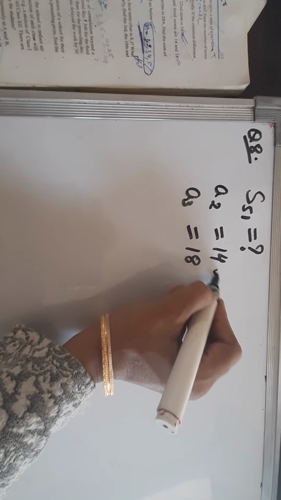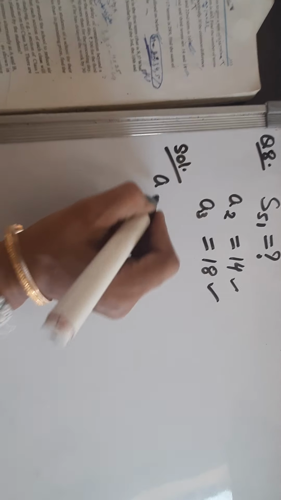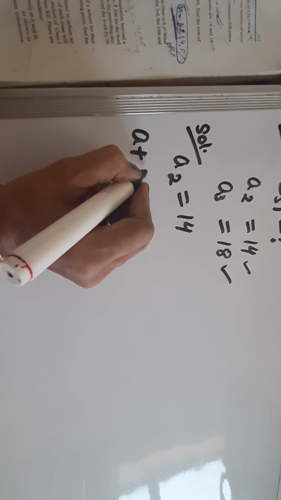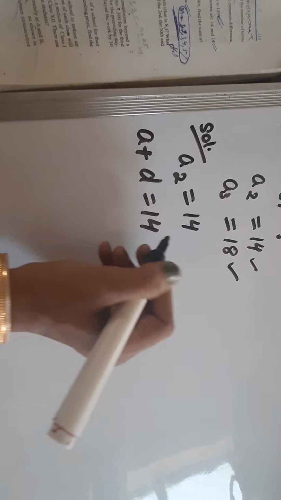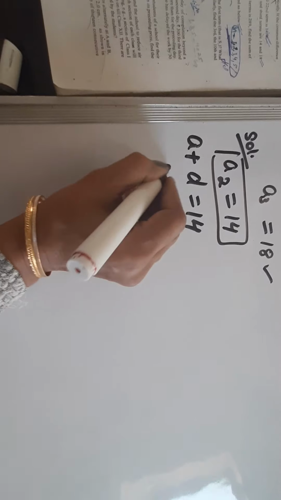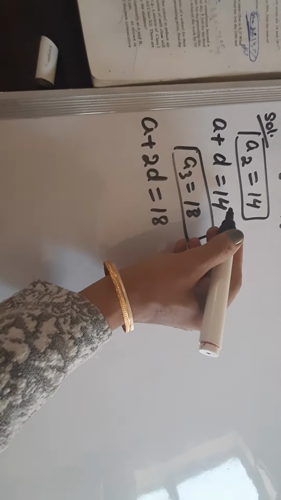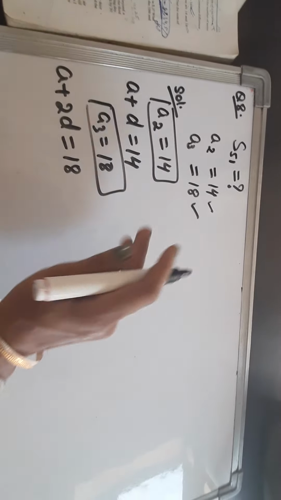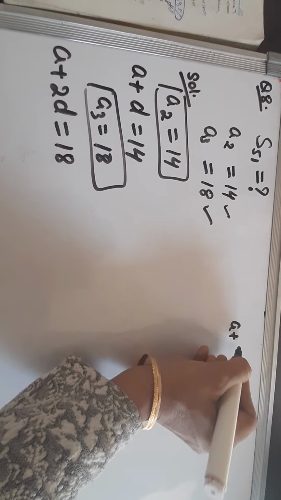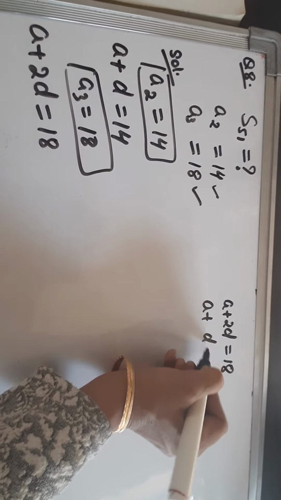So again as I told you, let us start from the given part. तो सबसे पहले हम a2 का फॉर्मूला लगाएं. This is the solution. a2 is 14. तो a2 का फॉर्मूला क्या होता है? a plus n minus 1, 2 minus 1, 1d is equal to 14. Now let us apply the formula for a3 is equal to 18. So a3 का formula a plus 3 minus 1, 2d, 18. So now we have two equations. As I told you in our previous exercise, we will solve them by elimination method. So let us first write down the second equation first and then this. a plus d is equal to 14.